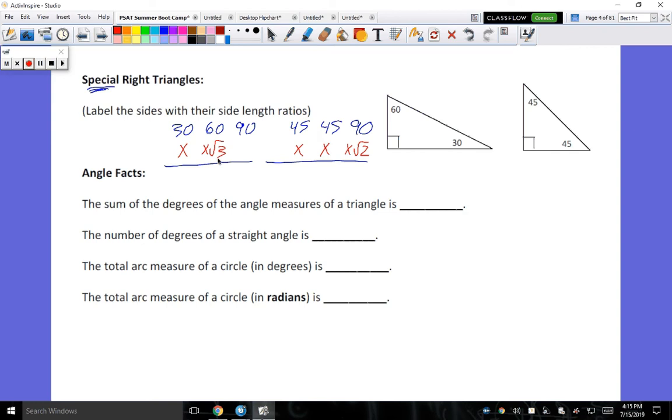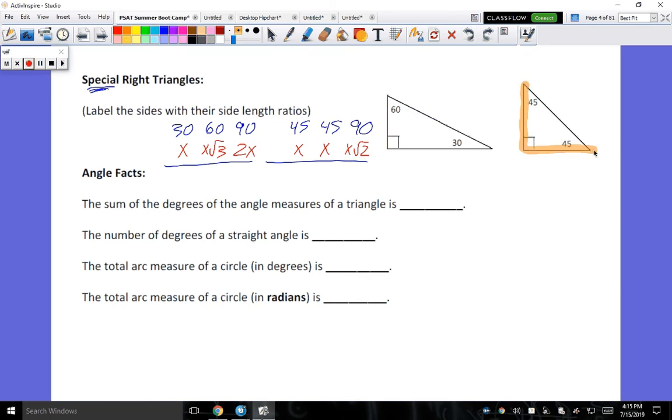X root 3, I hear it. 2x. And 2x. Why? Because the 60 is twice the length of the 30, and then for the hypotenuse, you can use the Pythagorean theorem to figure out x root 3. That's right, Pythagorean theorem. Can someone tell me what shape this 45, 45, 90 triangle came from? Square.